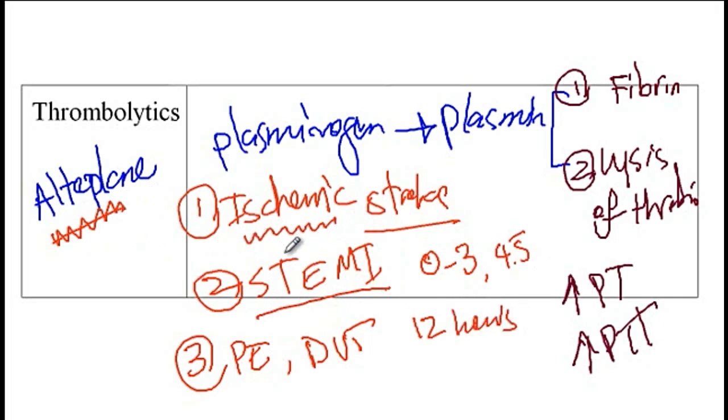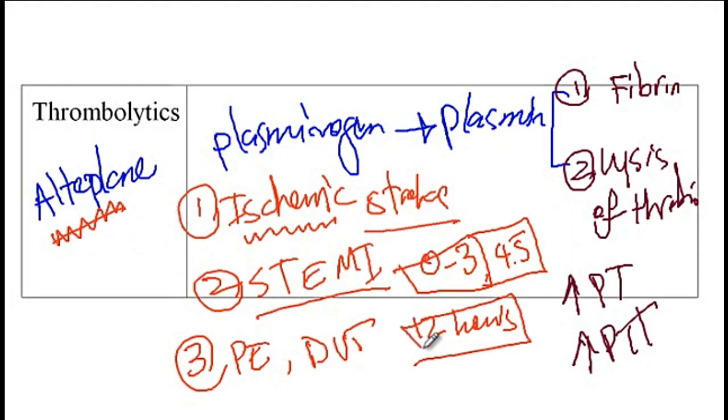The window time that you have to give alteplase in patients with ischemic stroke is 0 to 3 hours, and in some specialized centers you can stretch it up to 4.5 hours. Once you pass 4.5 hours since the onset of symptoms, you can no longer give alteplase. And then for ST segment elevation myocardial infarction, your window is 12 hours.